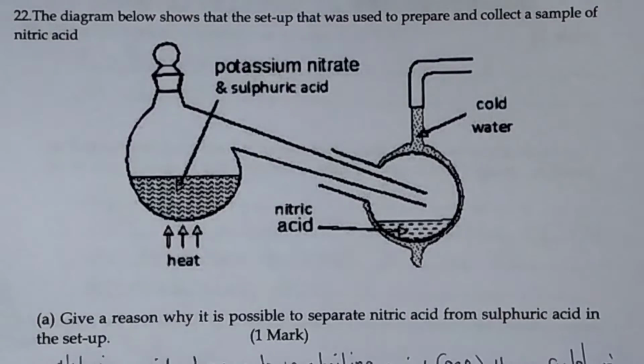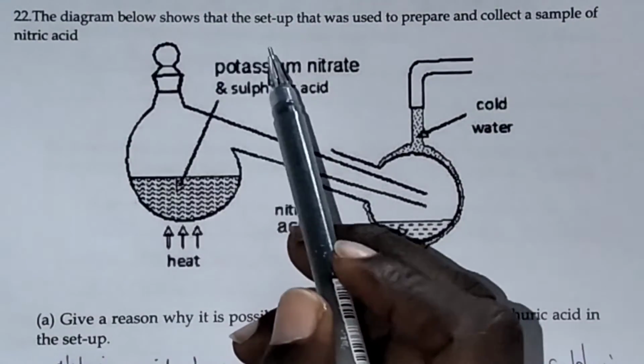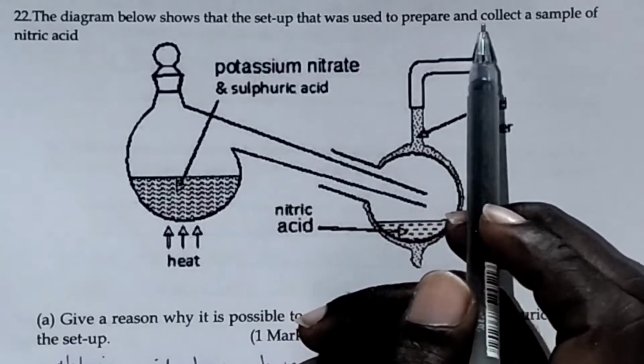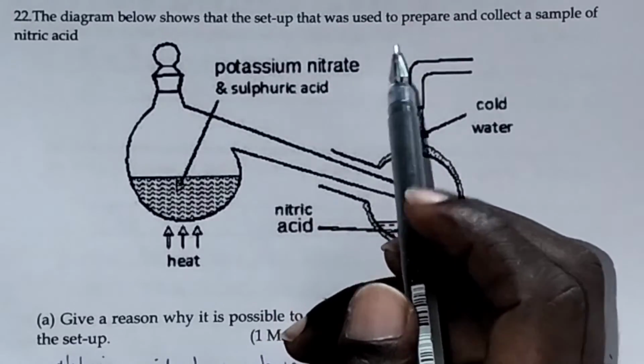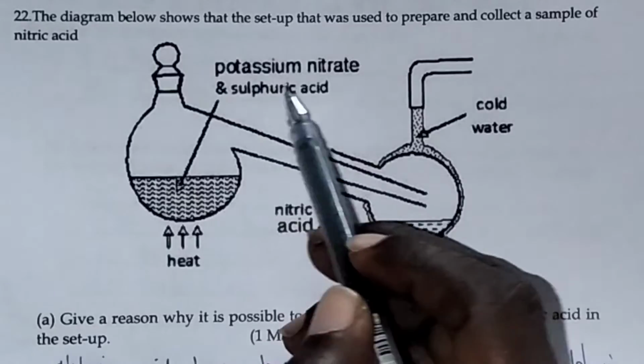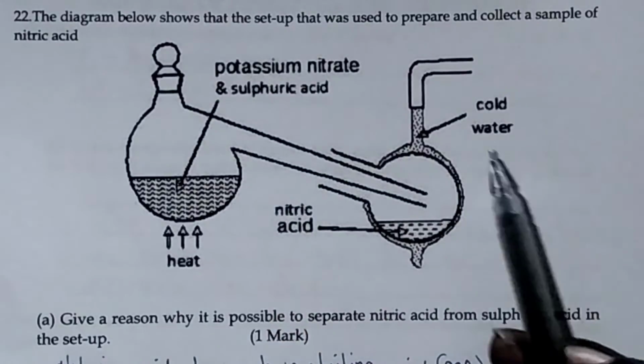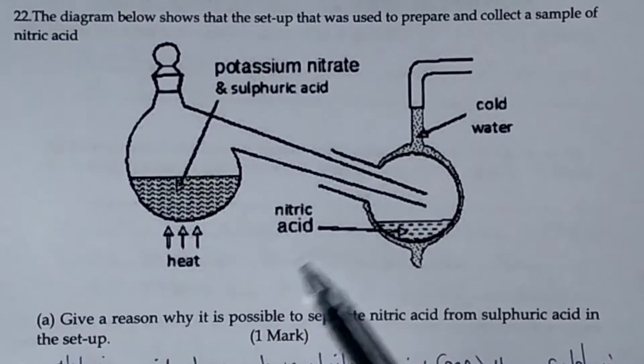In question 22, we are told the diagram below shows the setup that was used to prepare and collect a sample of nitric acid, nitric 5 acid. So we have potassium nitrate and sulfuric acid. So here we have cooled water. Here we have the nitric 5 acid. We are heating the reactants, potassium nitrate and sulfuric acid.